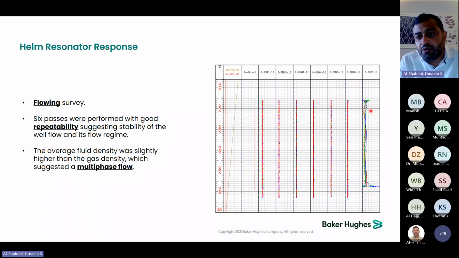And this is the derivative from the pressure density measurements, and you can see they are almost reading the same value. It is reading a little bit higher from the gas value. It is a gas dominated well. It means that we are having a liquid as well flowing with the gas.